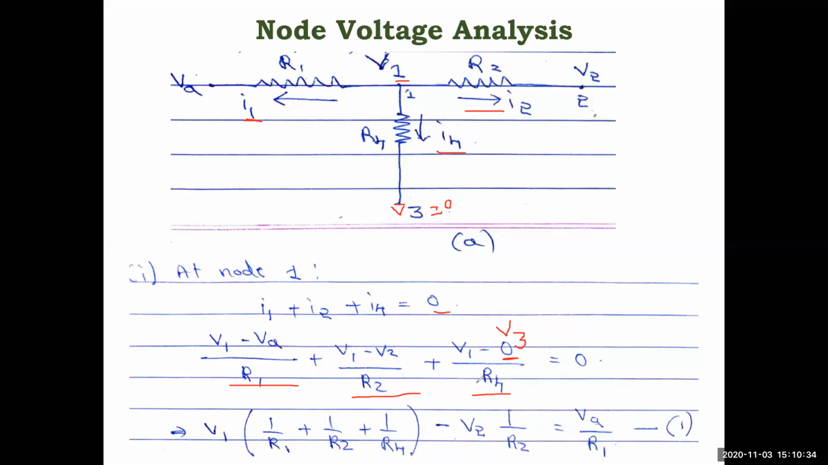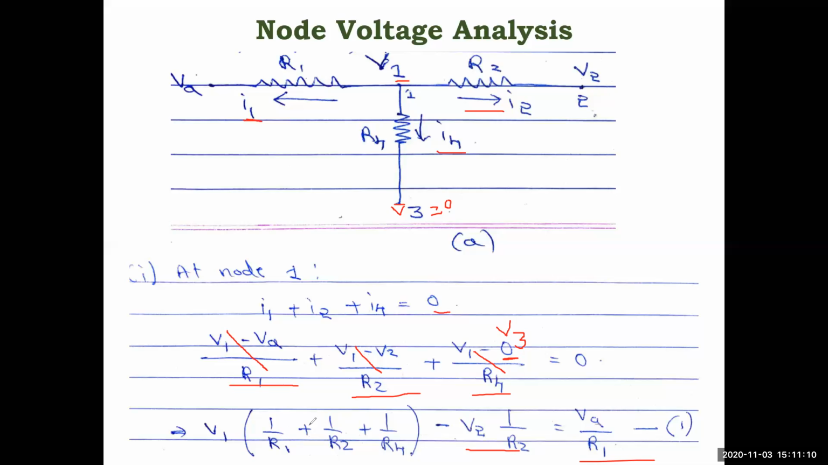Now if you simplify this and group all the V1 terms, here a V1 term is there, here a V1 term is there, and here a V1 term is there. Grouping those, you will have 1 by R1 plus 1 by R2 plus 1 by R4. You have only one V2 term, minus V2 by R2, so that is written over here. On the right side you have the constant term: V1 minus VA by R1, so if you take it to the right side it becomes plus VA by R1. This is a type of conductances. The reciprocal of resistance is nothing but conductance.